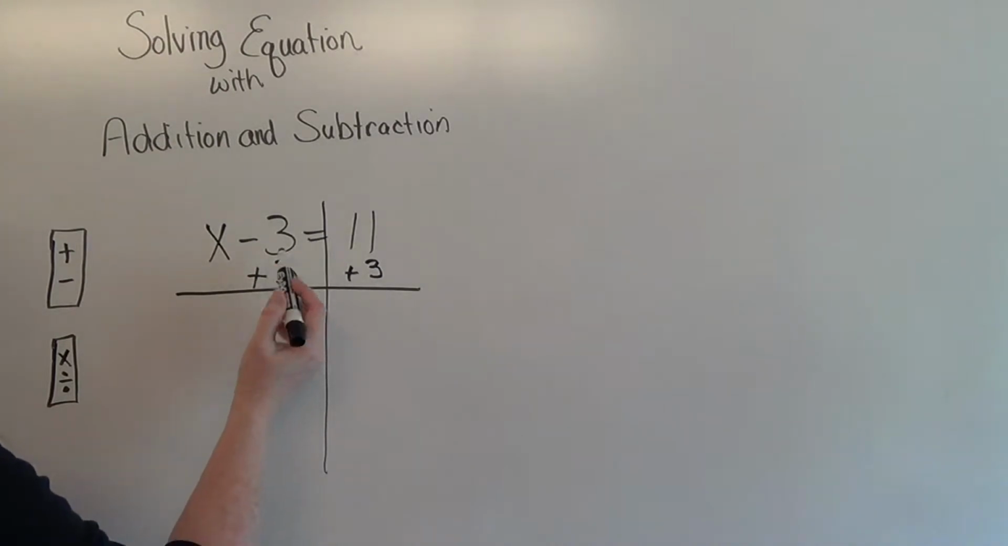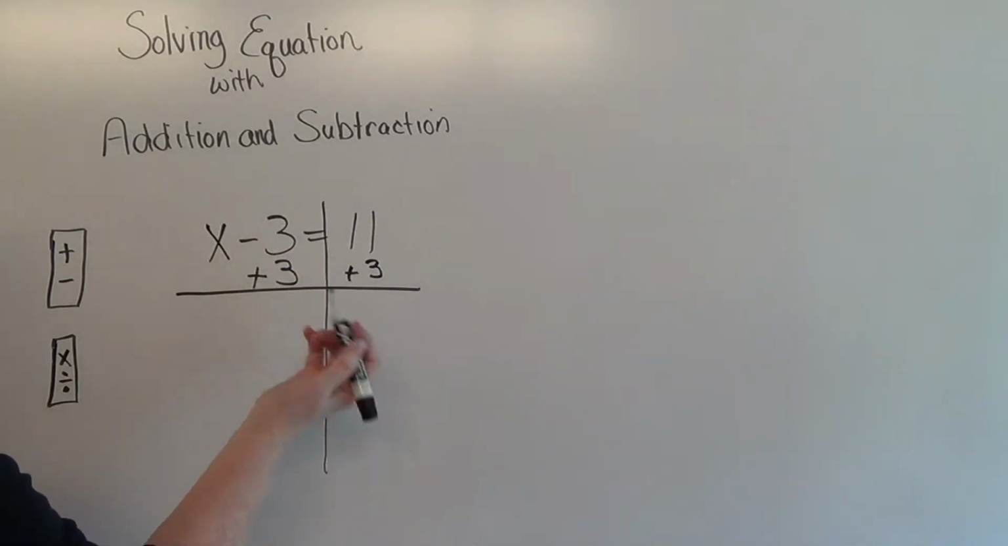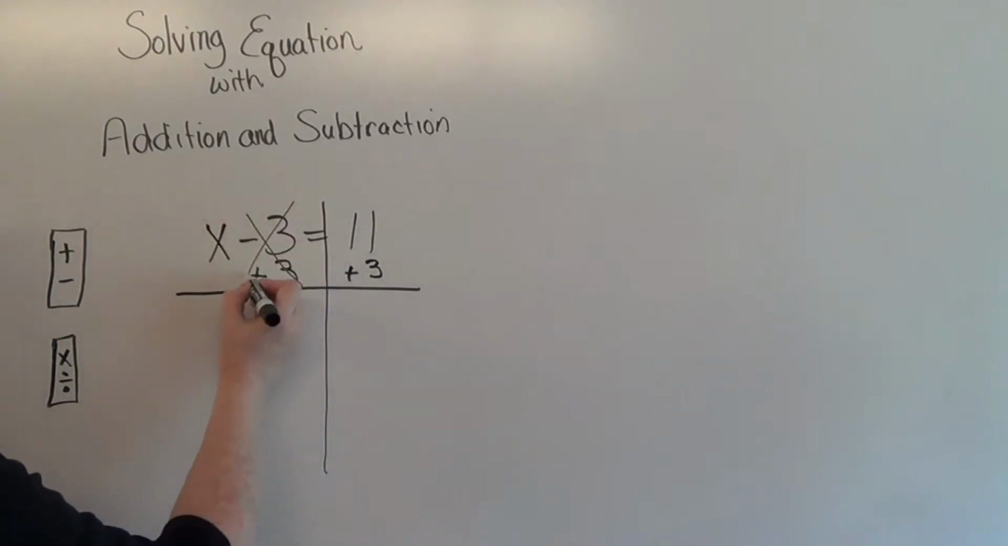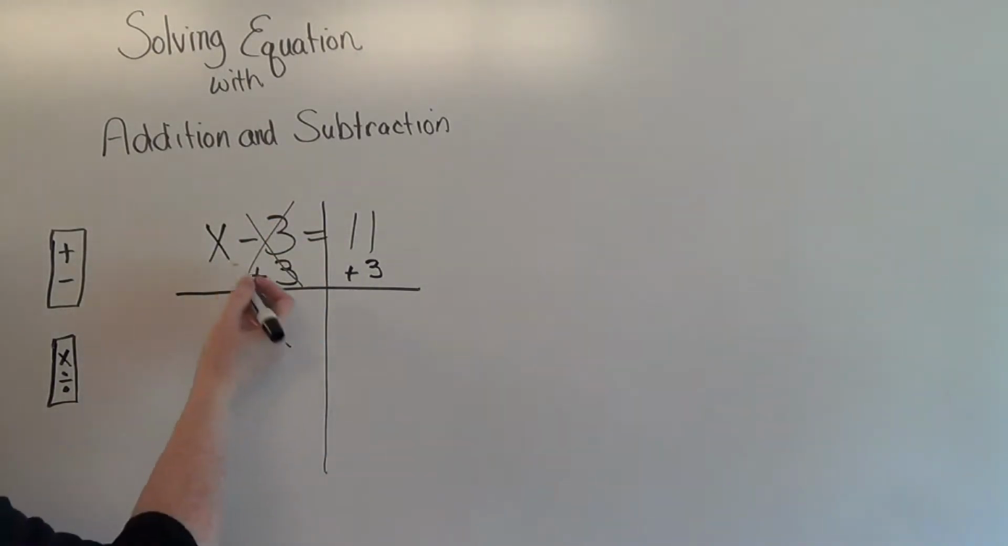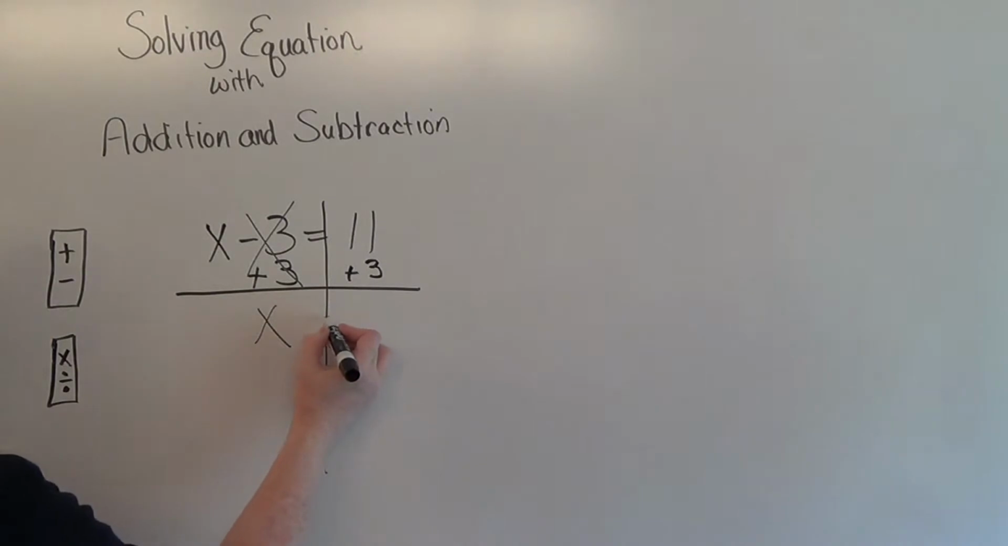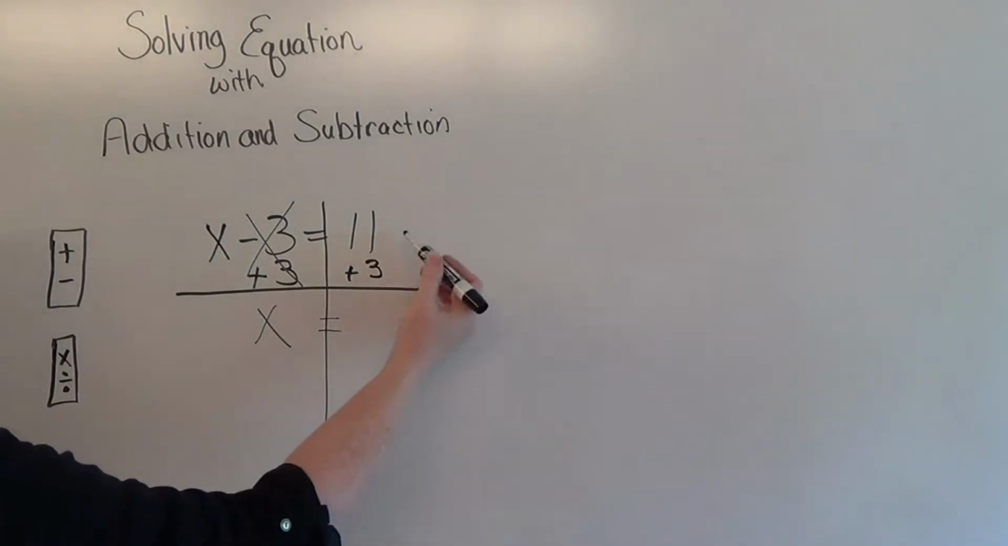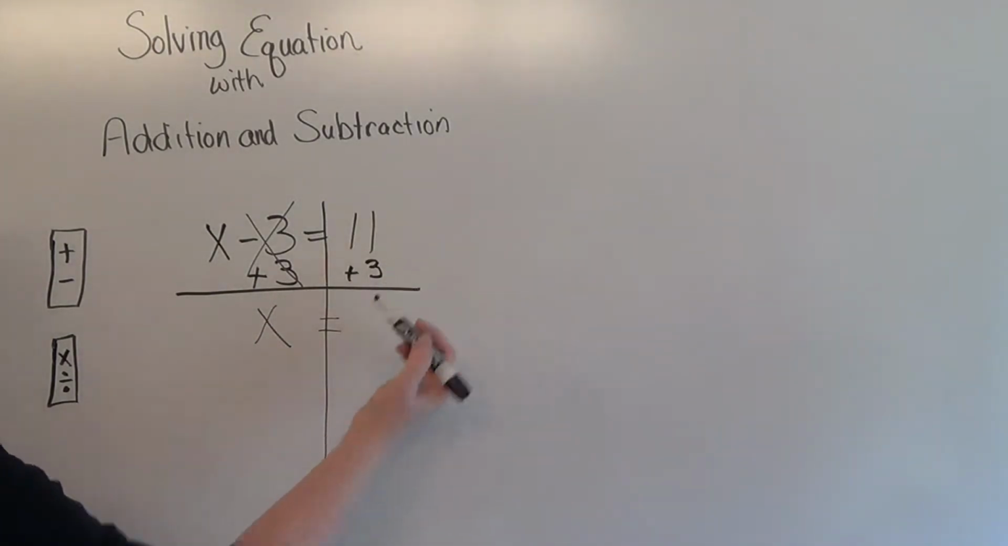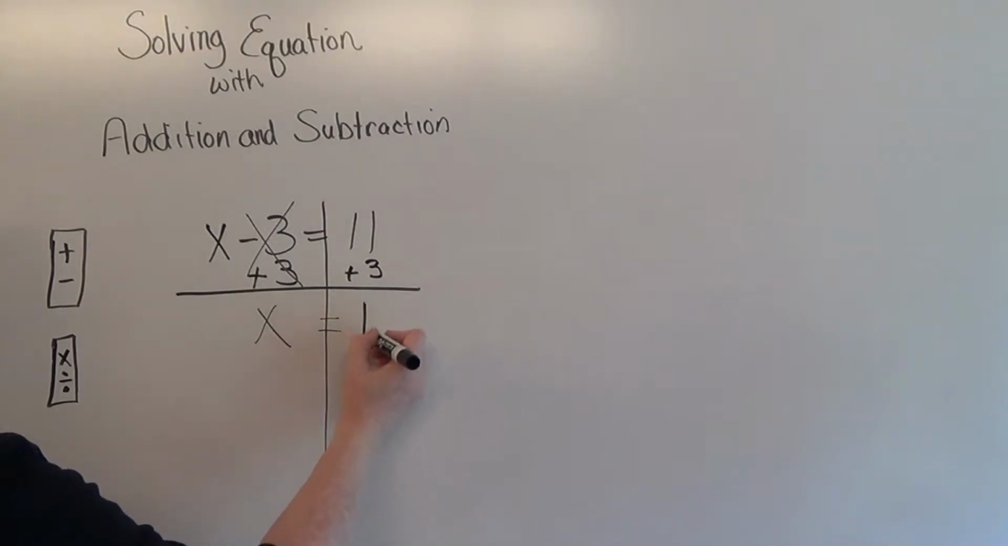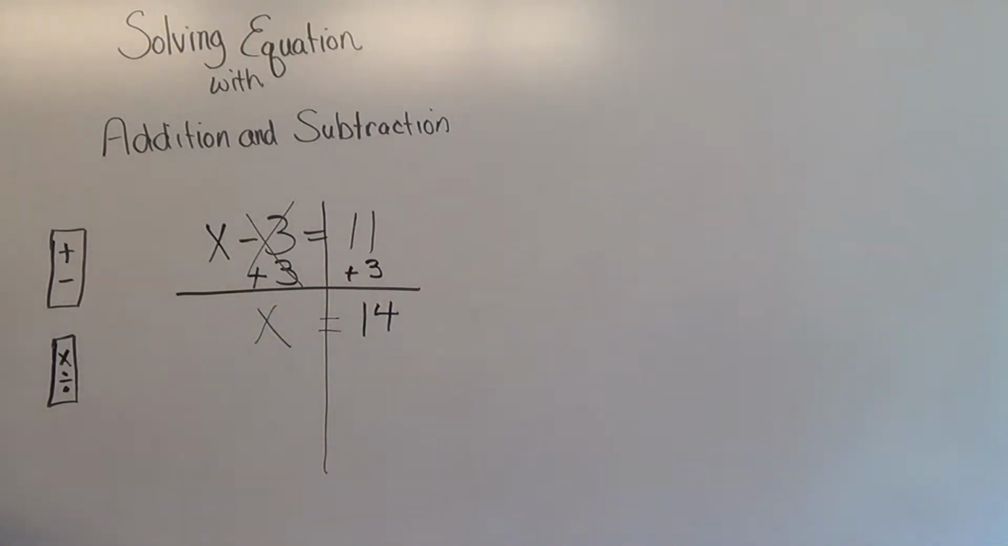Now, we are going to subtract these two, we get 0, and so we can just bring down our x. These two are opposite, so they cancel each other out. We bring down our x, which is what we wanted to do, get it by itself. And now I have a positive 11 and a positive 3, and I can add those together, and that gives me 14.